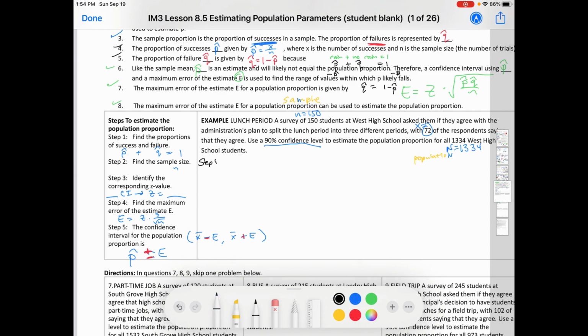So step number 1, p hat is x over n. That is the number of people who agree, 72. Our total on our survey, lowercase n, is 150. Okay, so p hat is going to be 48%, 0.48.